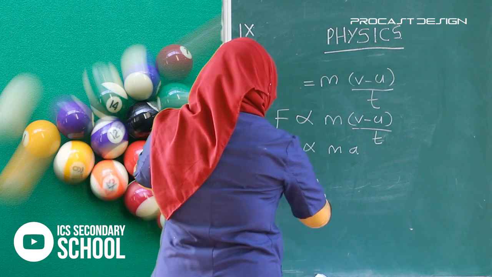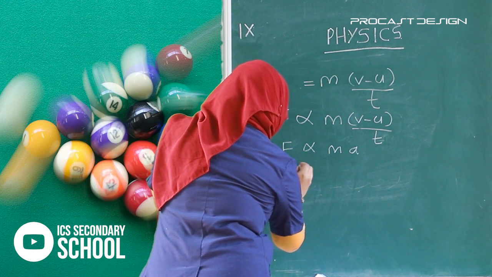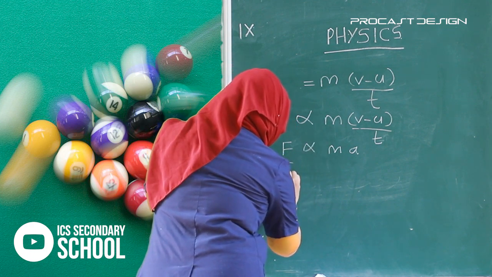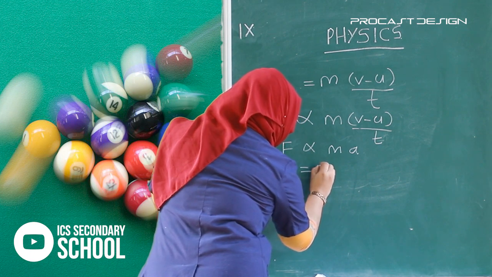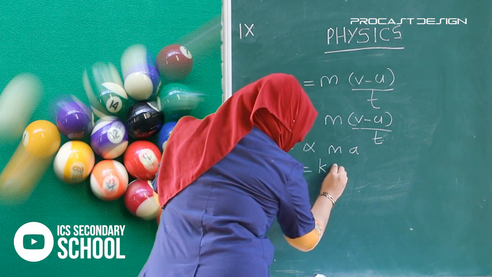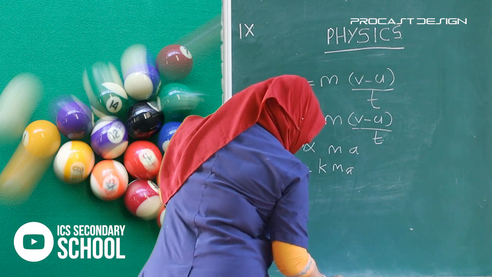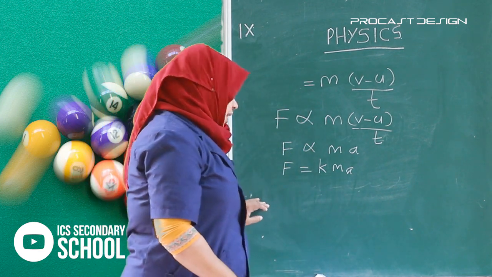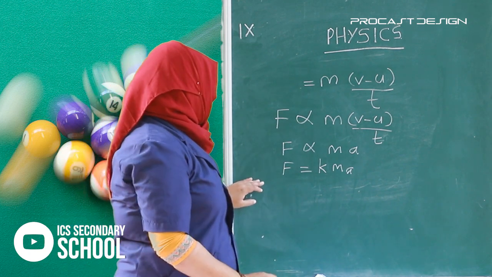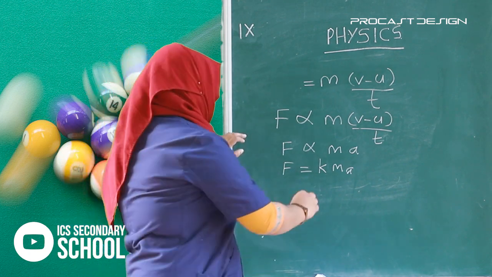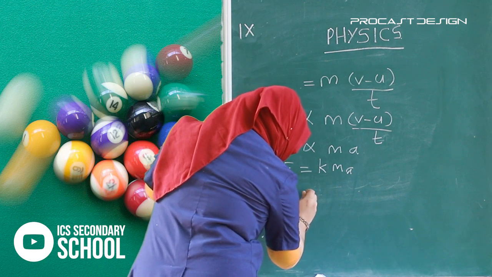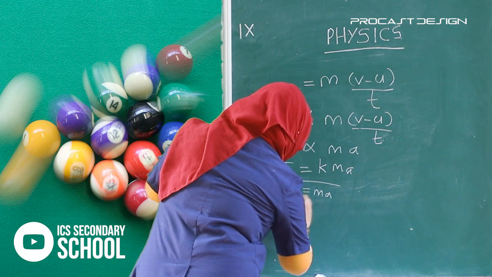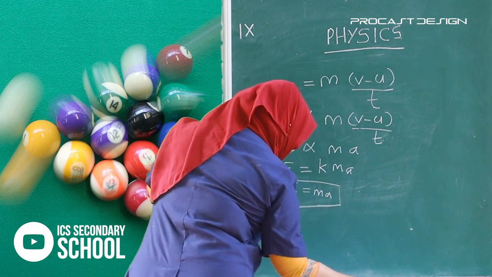Then to remove the proportionality, what will we do? Yes, F is equal to k m a, where k is a constant. If k is equal to 1, what is F? F is equal to m a.